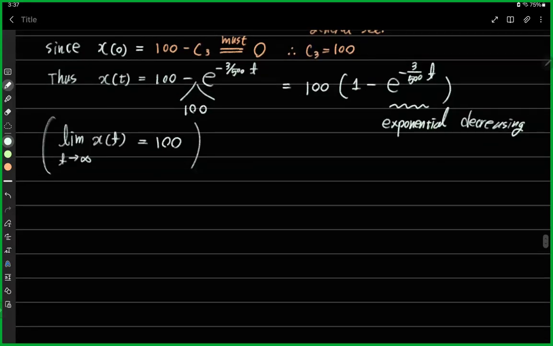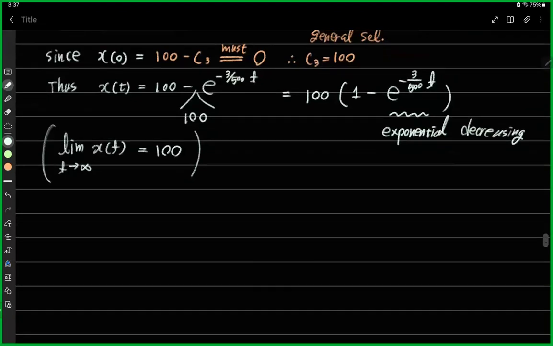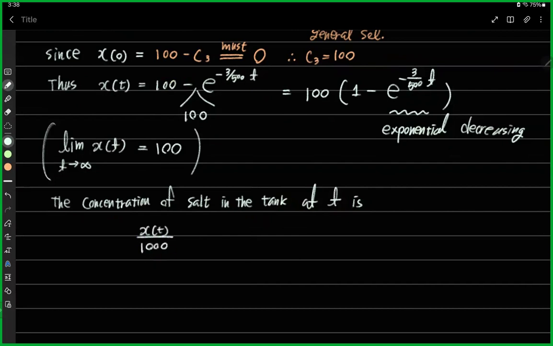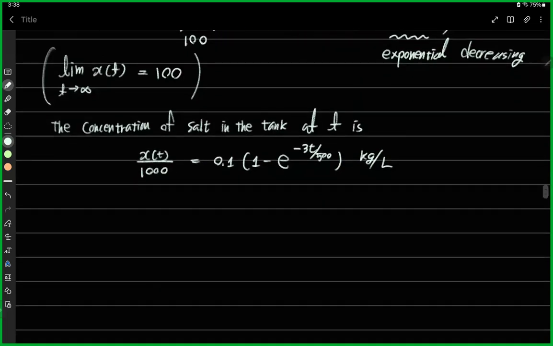And the second question is to figure out the concentration of salt in the tank at time t, right? The concentration of salt in the tank at time t is what? Oh, just x of t over 1,000, isn't it? So this is equal to 0.1 times 1 minus e to the minus 3t over 500 kilogram per liter.